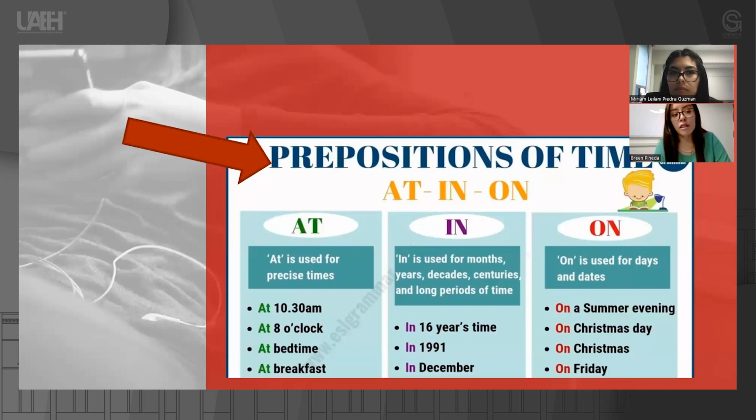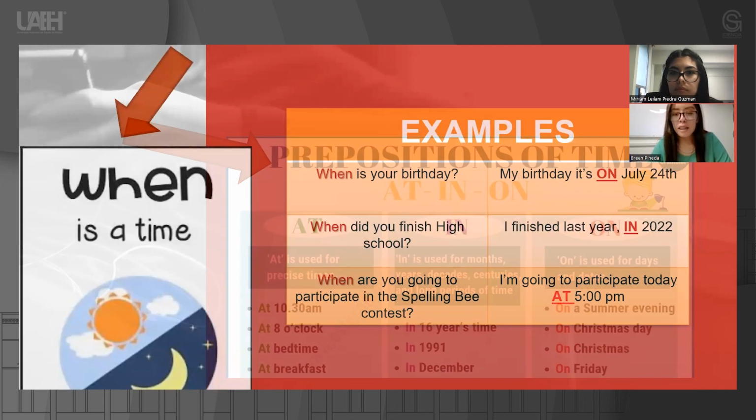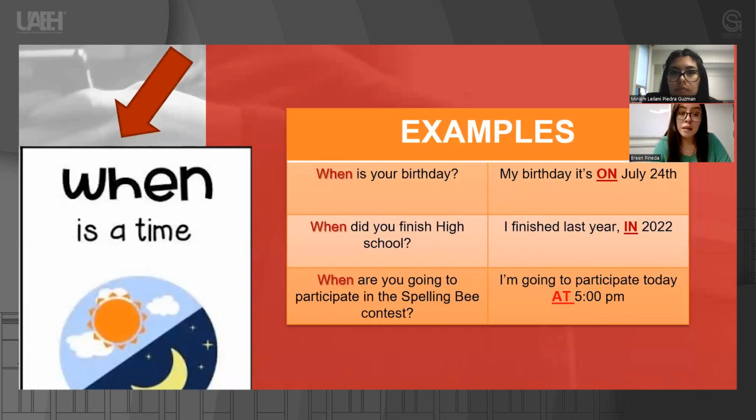And now we're going to continue with some examples. As you can see, these are the same examples that we used when we talk about when. But now we're going to focus on the prepositions of time. The first question is, when is your birthday? The answer is, my birthday is on July 24th. As you can see, we are using on because this is a date.